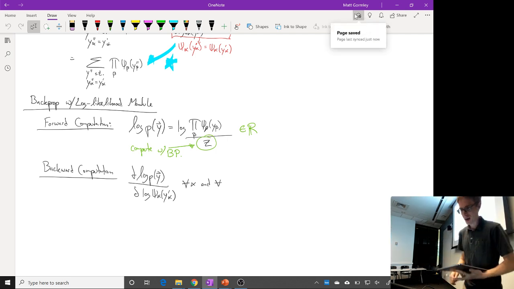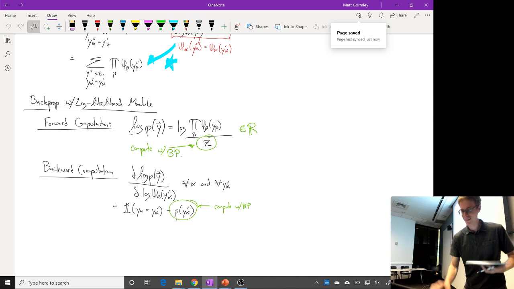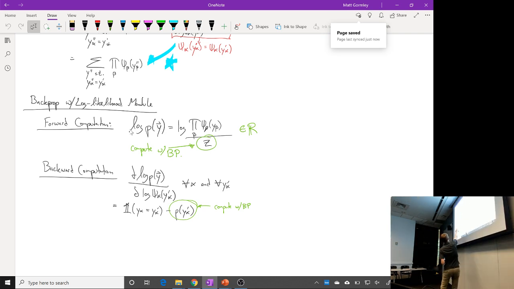Okay, so all I wrote here was, I rewrote the derivative and just am highlighting the fact that this you can also compute with belief propagation. So imagine a module in PyTorch. How would you implement such a module? Well, the first thing you would do is you would take as input all of your potential values.